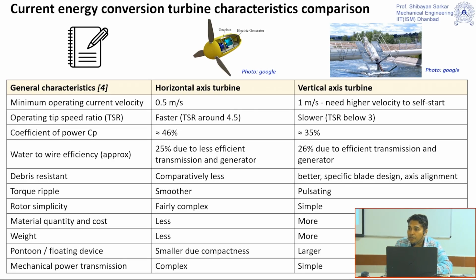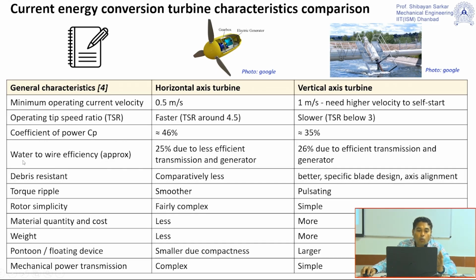So this type of comparison also shows that the horizontal axis turbine will be rotating faster. That is why the velocity requirement is also lesser. With a lesser velocity, it will rotate. With a similar velocity, it will rotate faster. So this comparison you will understand.